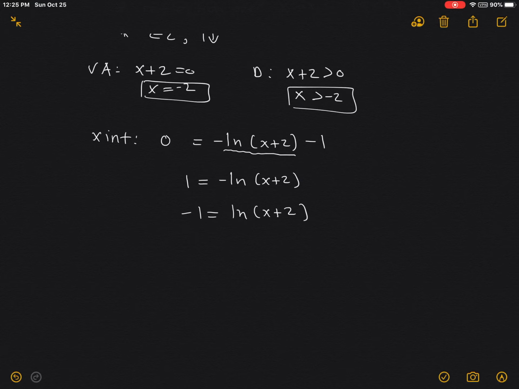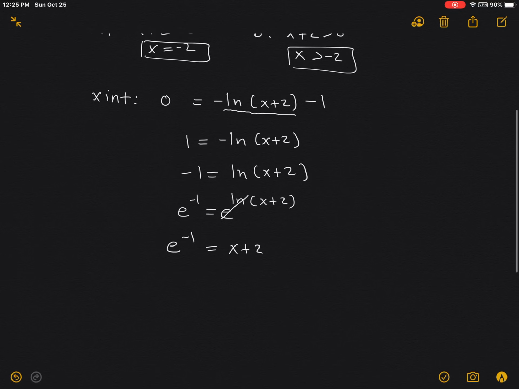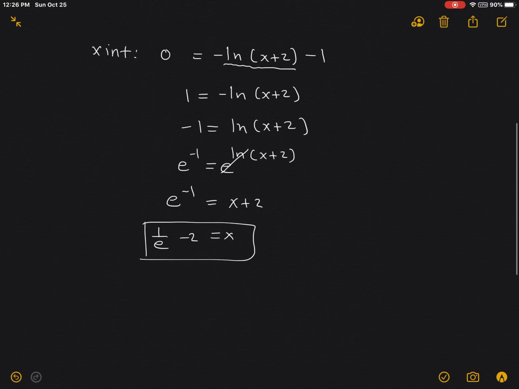Out of good practice, I'm going to exponentiate both sides by base e. Okay, so I'll show an extra line right here. Both sides by base e. All right, so when you exponentiate both sides by base e, this is going to cancel out using your inverse properties. And if you get x by itself, 1 over e minus 2, this would be the exact value of your x-intercept, which I will ask on an exam.